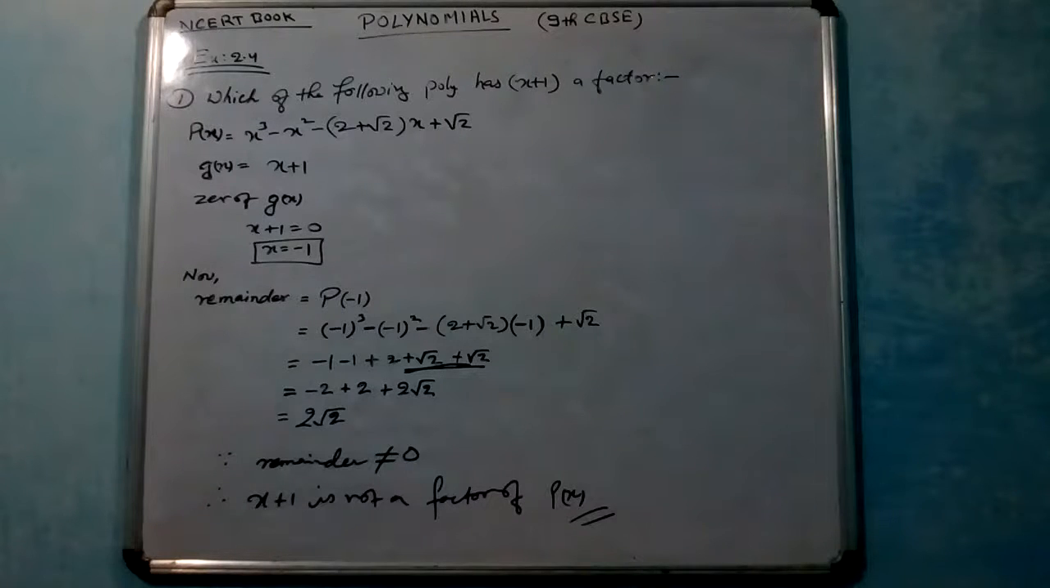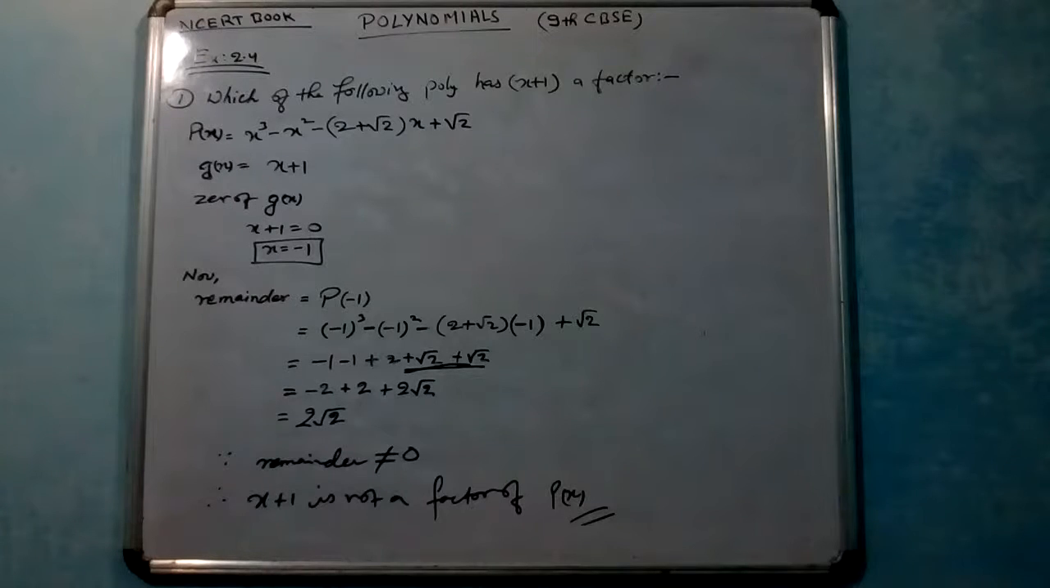Now the third question. Read the third question. Now what do you understand from this question? X minus 1 is what? X minus 1 is a factor. Now it is not asking to check whether x minus 1 is a factor of px or not. It's not asking that. What it is telling is that x minus 1 is a factor of px. Understand this. So if x minus 1 is a factor of px, what does it mean? The remainder must come equal to 0.